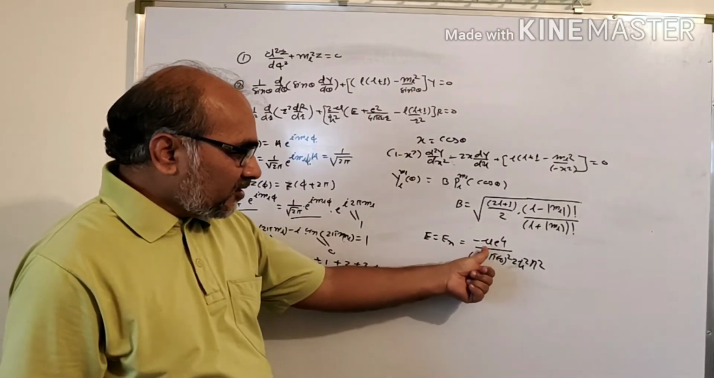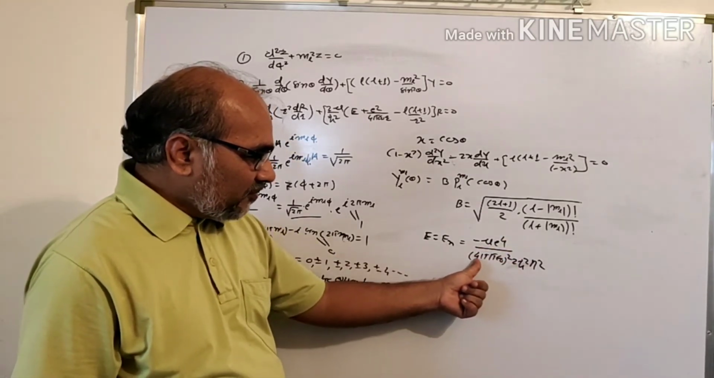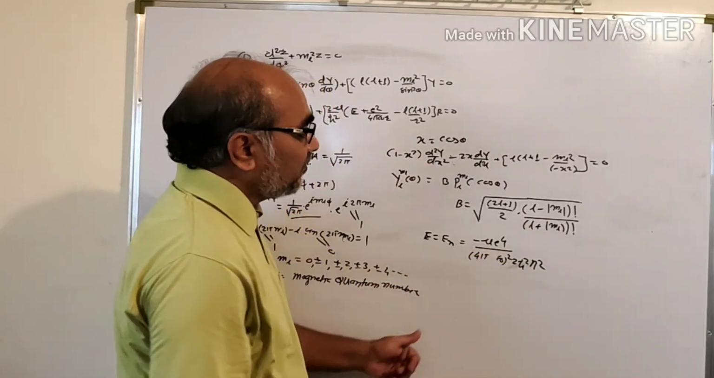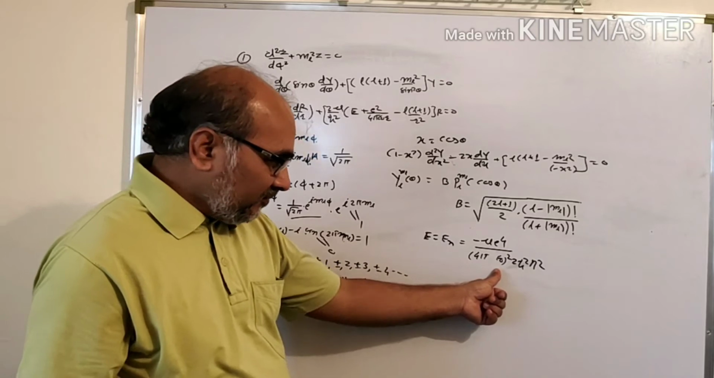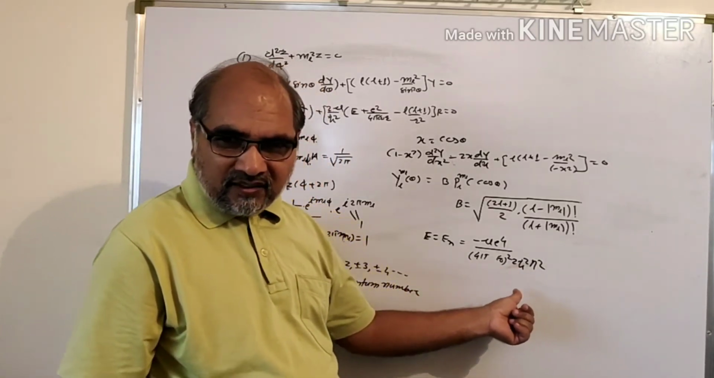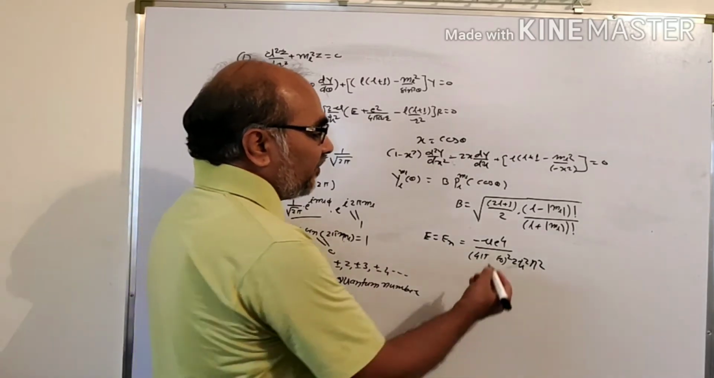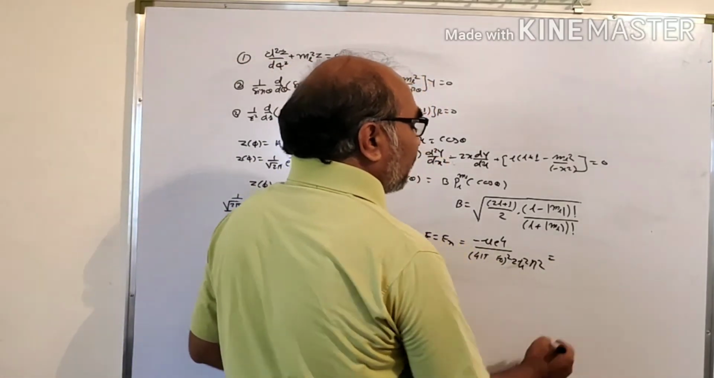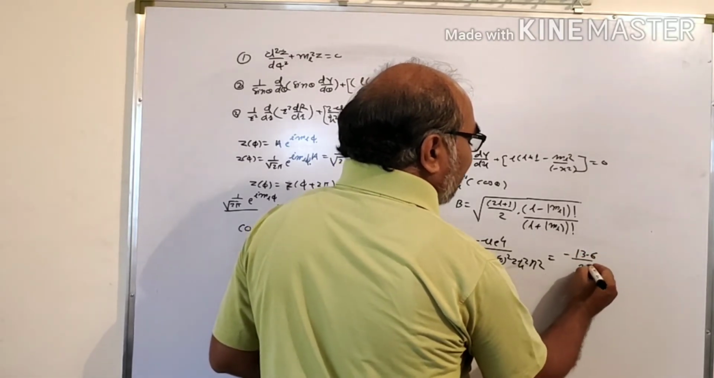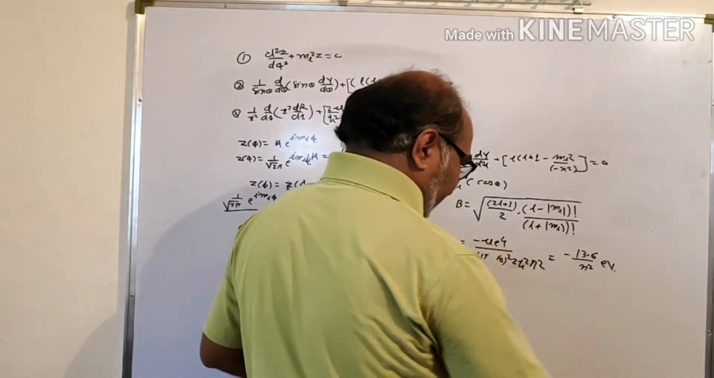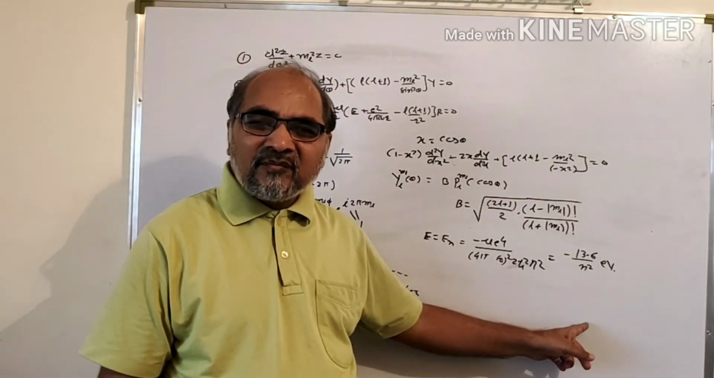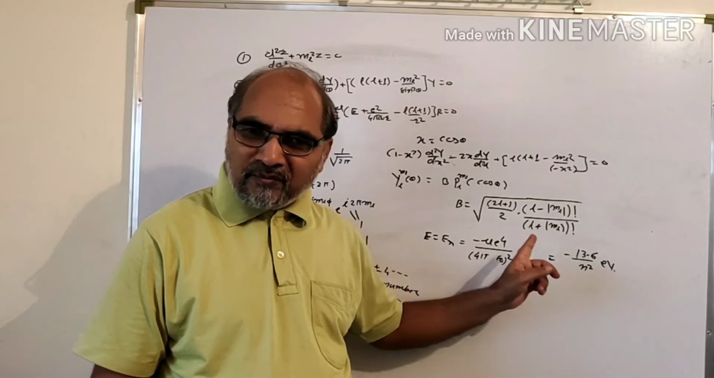En is equal to minus mu e raised to 4 divided by (4 pi epsilon naught) squared, times 2 h bar square n square. If we put in all these values, we come to minus 13.6 by n square electron volt, which is exactly the result coming from the Bohr formula.